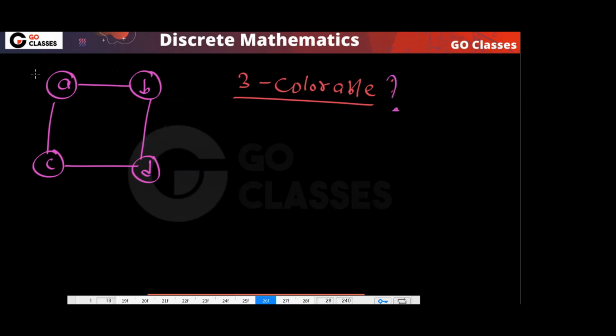Yes. What I can do, I can give color number 1 here, or maybe color red here. Now I cannot give red here, so I have to give green here. Then I can do blue here, and red here. So this is the idea. Is this graph three colorable? Yes, because using three colors you can do it. So this graph is three colorable also.